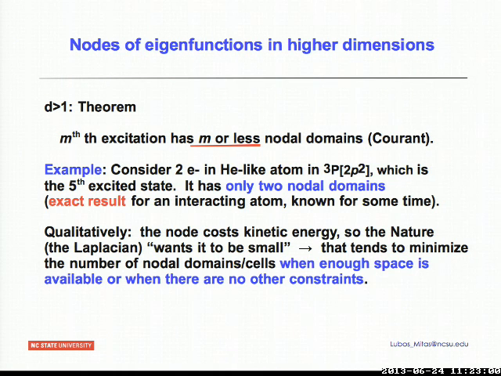For example, I have an example which is exact. So consider two electrons in a helium-like atom. You take 2p square occupation, which is the fifth excited state, but it's the lowest state of its symmetry. It has only two nodal domains. One can prove it exactly. Even with interactions, the symmetry is so high that it actually determines the nodal surface. Qualitatively, the node costs kinetic energy, so nature wants it to be small. Namely, it tends to minimize the number of nodal domains and cells when enough space is available and where there are no other constraints.